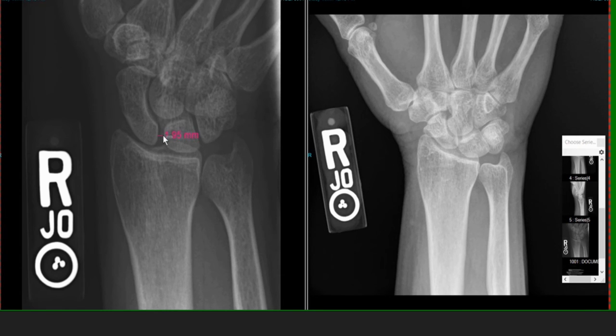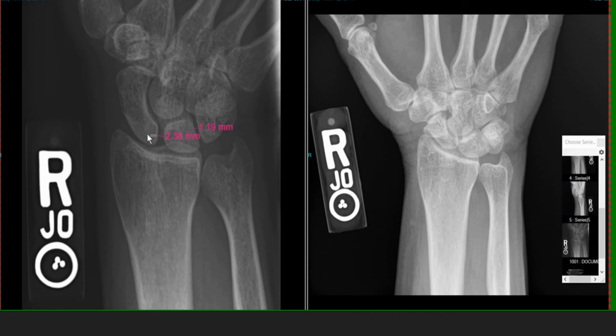The AMA Guides describe 0 to 3 millimeters as normal. When I initially measured this, I got 2.3 millimeters, and on this particular measurement, I'm getting 2.38 millimeters. For the triquetrolunate step-off, that measurement comes in at approximately 1.19 millimeters. Both of those are within normal limits as described by the AMA Guides.